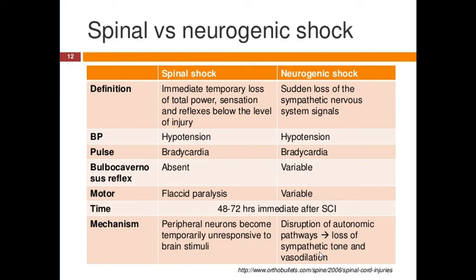And I think this table here, or chart, I should say, is good about sort of differentiating between the two. So here with spinal shock, it's an immediate but temporary loss of total power, sensation, and reflexes below that level of injury. And then neurogenic shock is that sympathetic nervous system signal and loss of that signal. They both tend to have hypotension and bradycardia. That bulbocavernous reflex is absent with spinal shock, and it's variable with neurogenic.